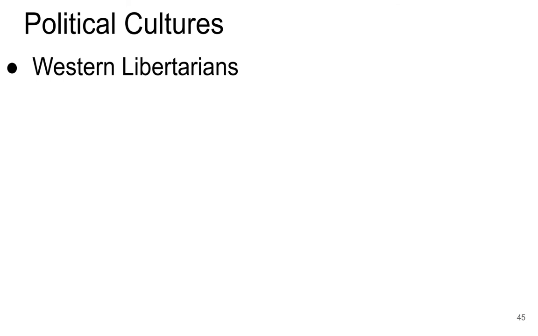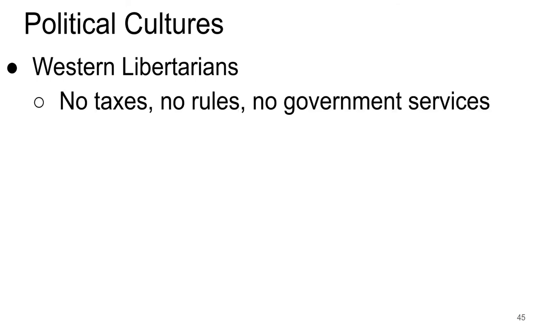So an example of one of these political cultures would be Western libertarians. They're not in favor of paying taxes. They don't want any rules on anything. They don't want any government services. If I want a road, me and my buddies will get together and we'll pay for our own road. Thank you very much.